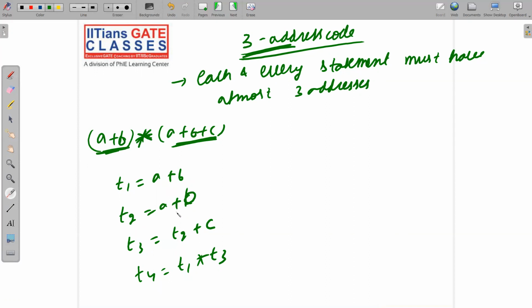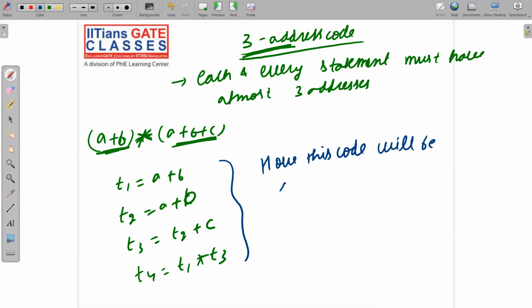Now the question comes, how will this 3 address code be represented in the computer? There are several ways of representation, and since it is a basic course, I will show you only 2 ways. So the next question is how this code will be represented in the computer.